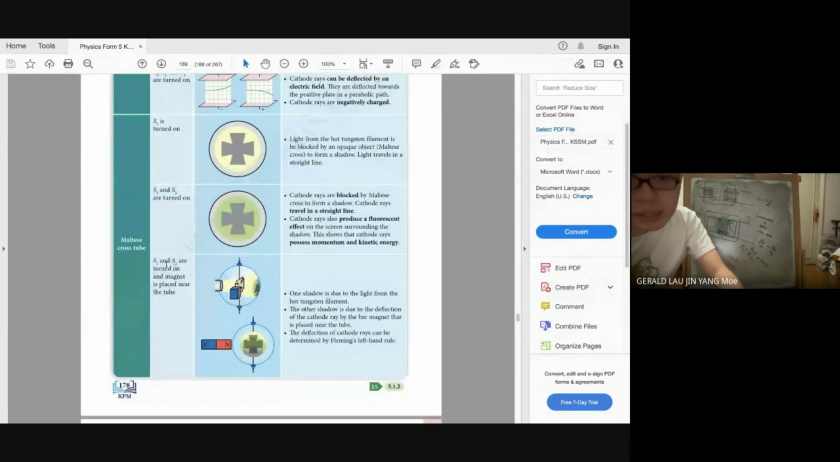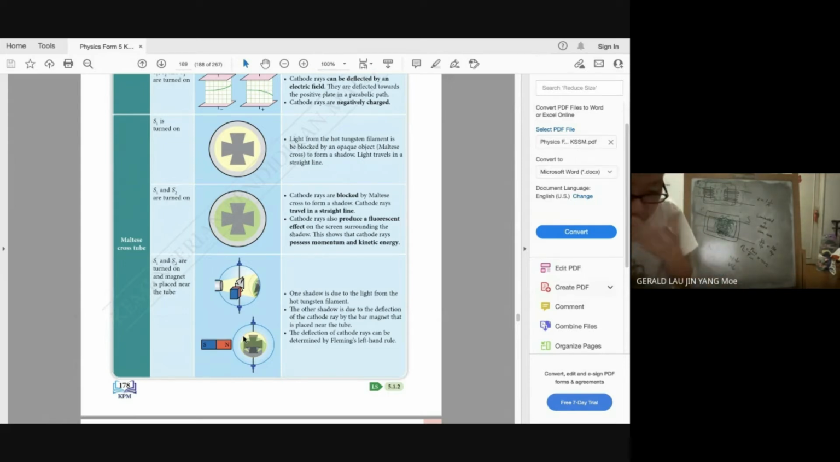Now, if I turn on and I use the magnet, this is where it gets a little bit complicated, so bear with me. The north pole is near the Maltese cross tube. One shadow is due to the light from the hot tungsten filament, your S1. The other one is due to the deflection of the cathode ray by the bar magnet that is placed in the tube. The deflection of the cathode ray can be determined by Fleming's left-hand rule.